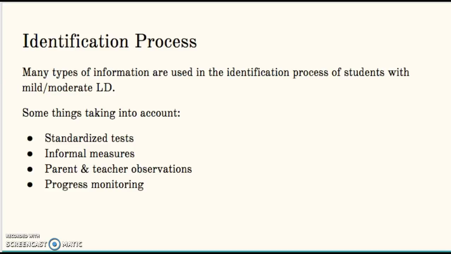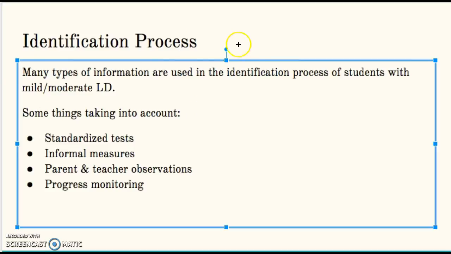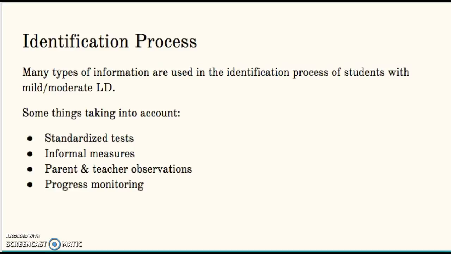The identification process: many things go into identifying students with LD. Some things taken into account are standardized tests, how they perform on state tests, informal measures, that just means gathering student work from the classroom, parent and teacher observations, both at home and in school, and progress monitoring, so how the student is progressing in the academic classroom.